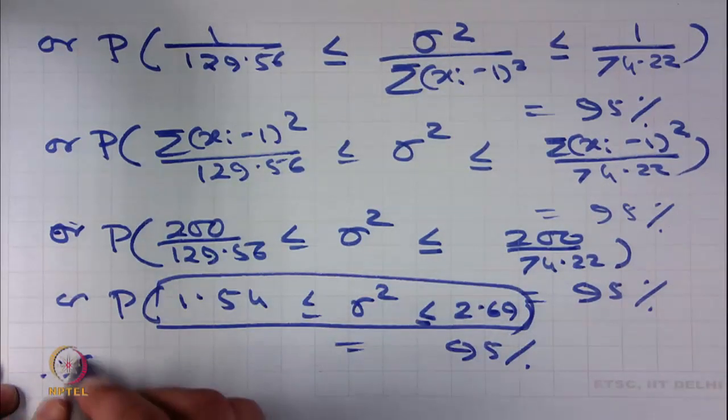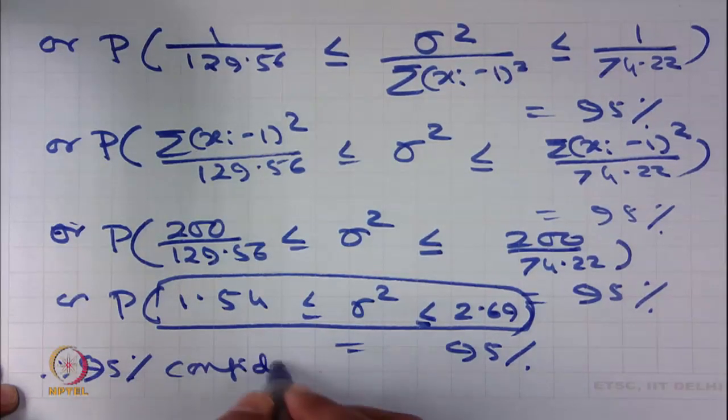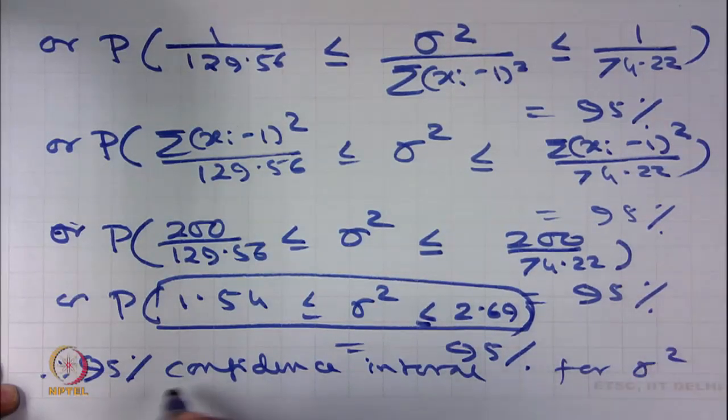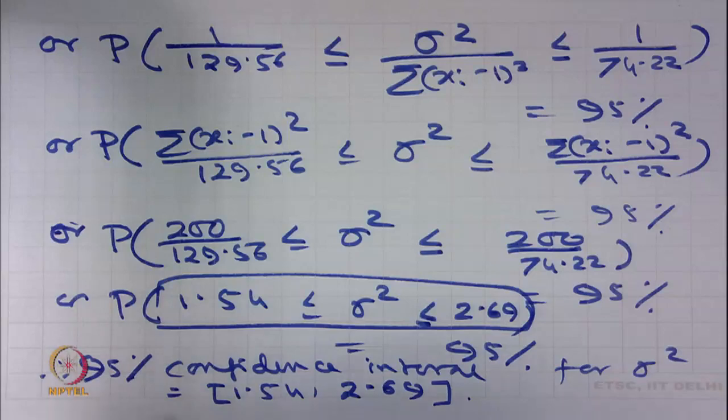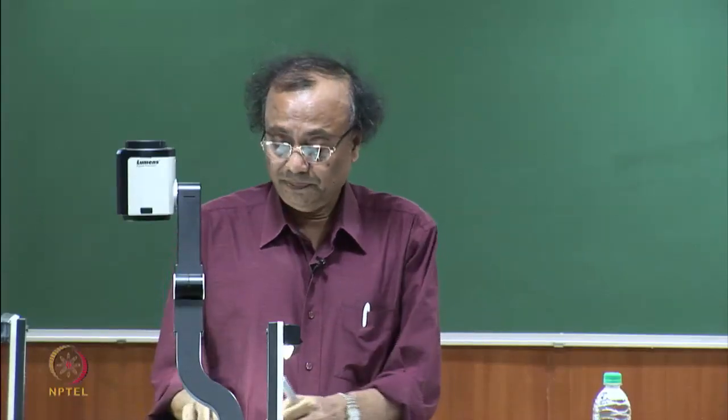Therefore, the 95% confidence interval for sigma square is 1.54 comma 2.69. So, the problems that we solved, we have taken them all as both sided.